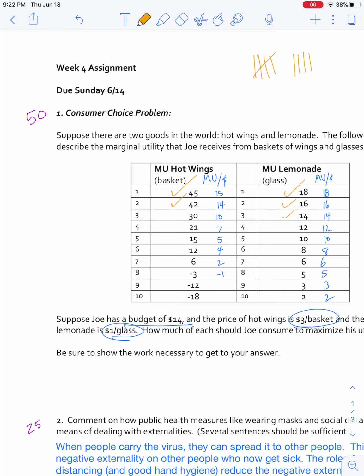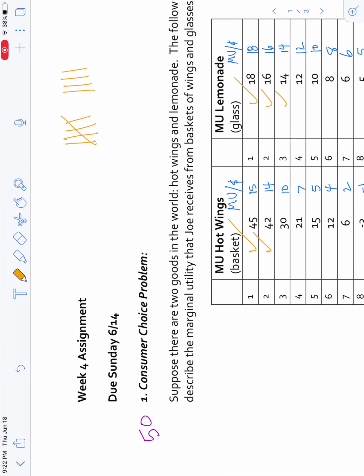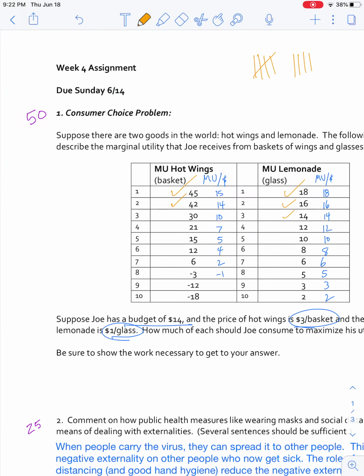Now let's add up how much that costs. $3 for the wings, $1 for the lemonade. So he spent $9. All right, what's next? Well, next would he buy the third basket of wings or the fourth lemonade? There's more bang for your buck, more marginal utility per dollar, by buying a glass of lemonade. Okay. So boom, there's the 10th dollar, because he buys the fourth lemonade.